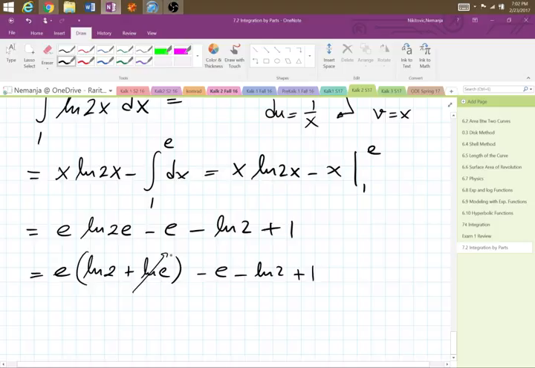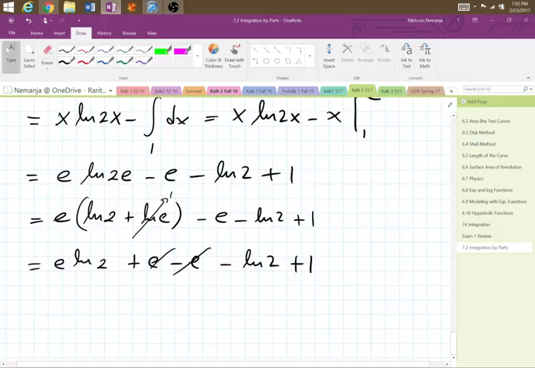And that's 1. So I have e ln 2 plus e minus e. They cancel. And we can factor out ln 2, have e minus 1, and then everything plus 1. The whole thing is like 3.